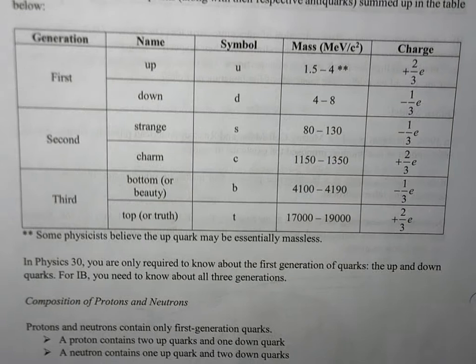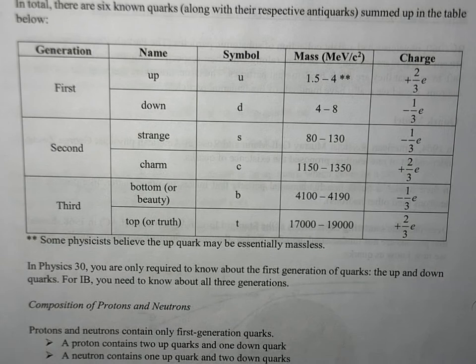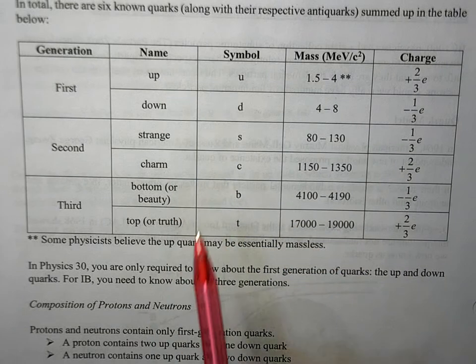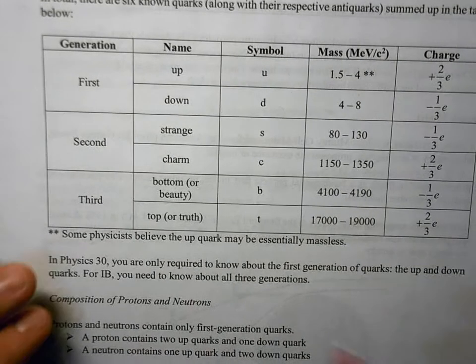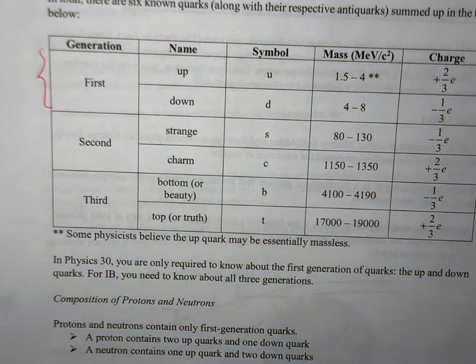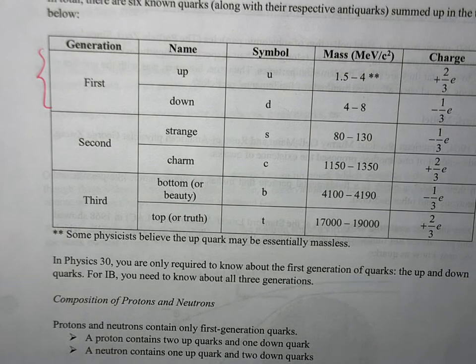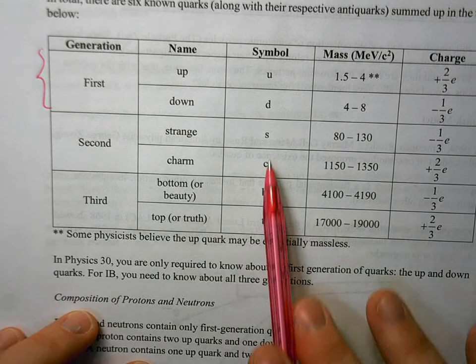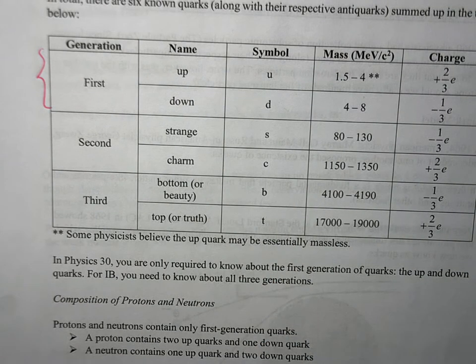So up to date, we know of 6 quarks and their respective antiquarks. We have the up and down quarks, the strange and charm quarks, the bottom or beauty quark, and the top or truth quark. In Physics 30, for the first generation, that's all you need to know about: the up and the down quark. If you're in IB, you have to know about the other ones. For Physics 30, if you have to deal with any of these 4 quarks on an exam, they will be described to you in detail, so you don't really have to know anything about them.